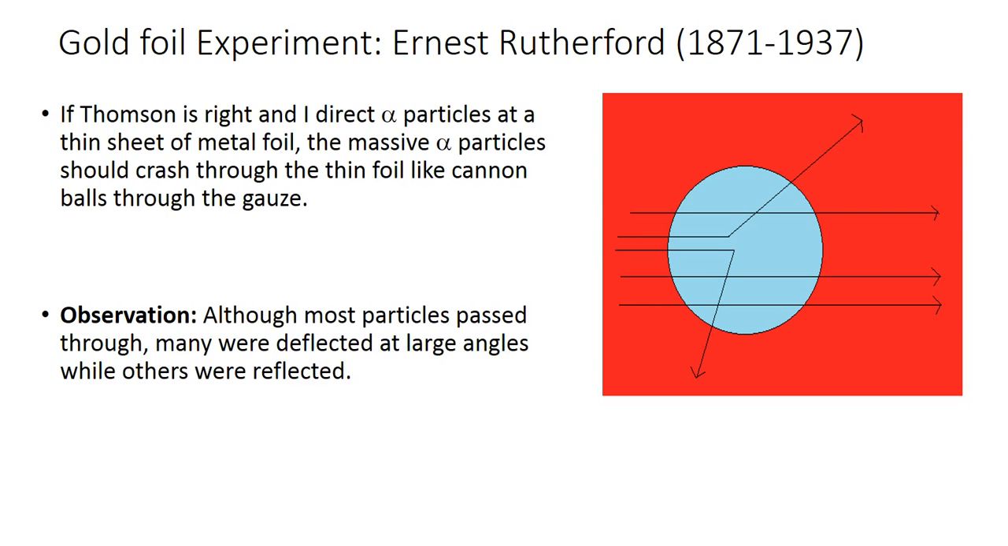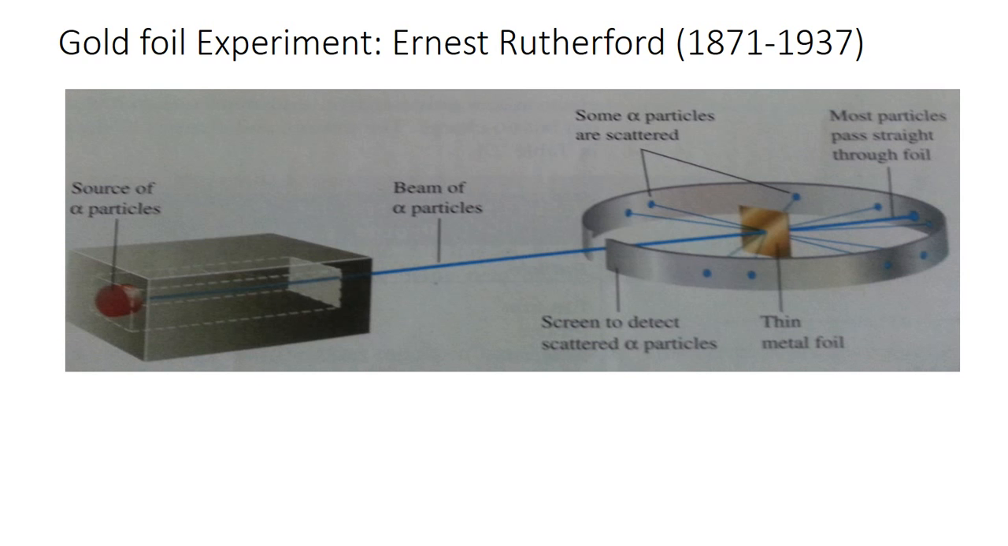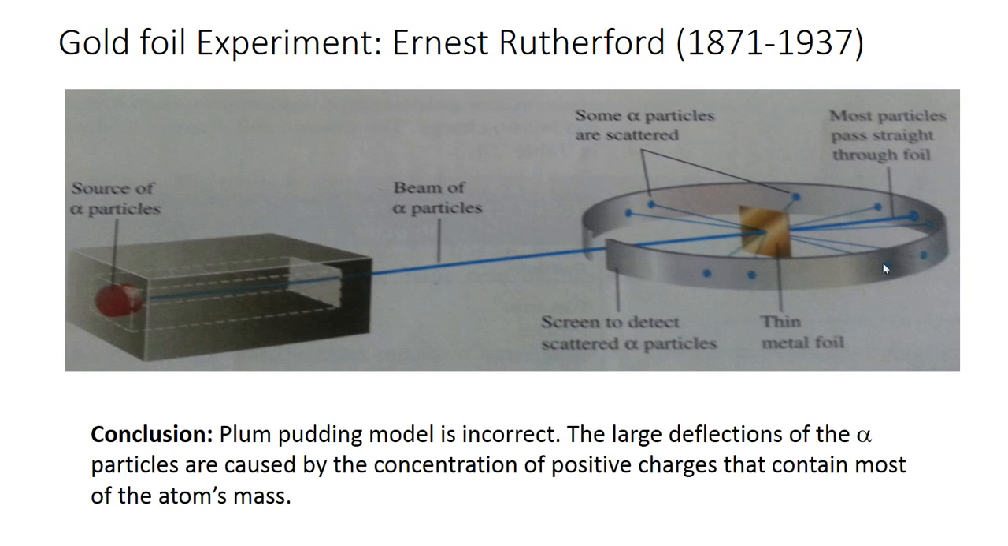After doing the experiment, he observed that most particles were able to pass through, but many were deflected at large angles, and others were actually reflected, just bounced. So he said, oh, why is this happening? So this is the setup of the instrument that he used. You see, particles are just passing, but some are being deflected, others are reflected, as you can see. So he said, what am I making of that?